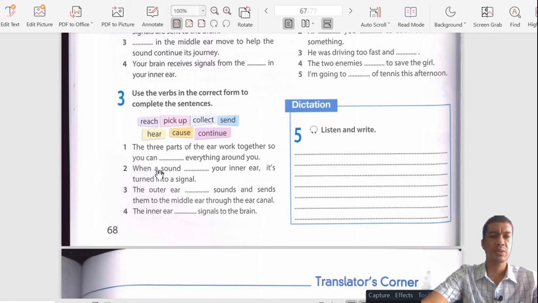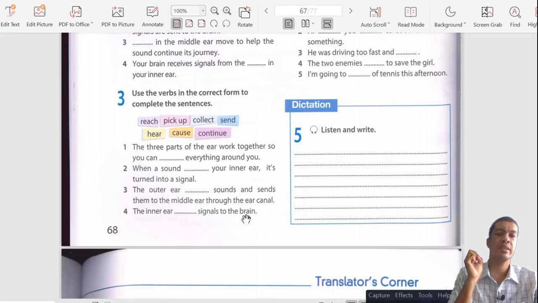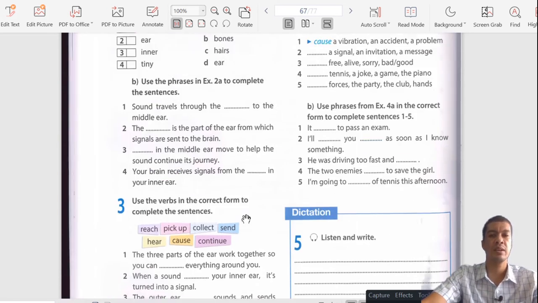Alright, when a sound reaches your inner ear, it's turned into a signal. So the correct verb to use is reaches. Moving on to the outer ear, we can say that the outer ear collects sounds and sends them to the middle ear through the ear canal. So it collects and gathers all of the sound that we hear around us. And then the inner ear, for number 4, sends the signals to the brain. So while the outer ear collects, we have the inner ear to send out the signal as well.